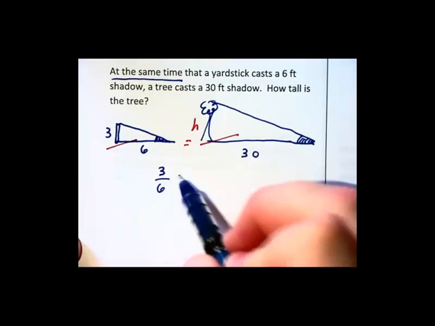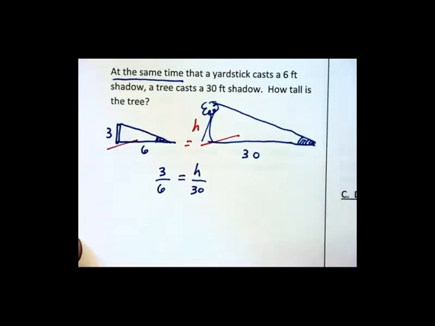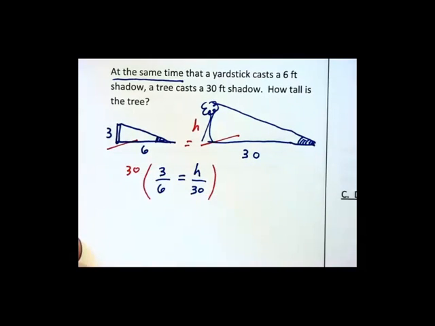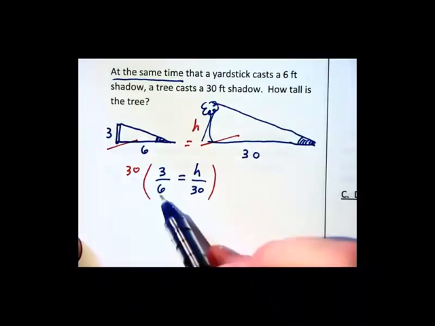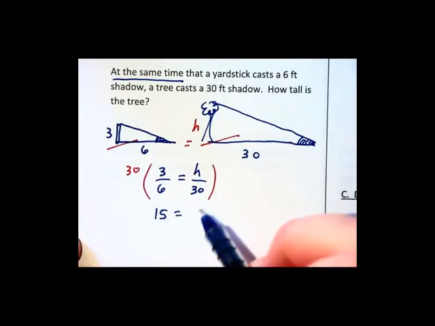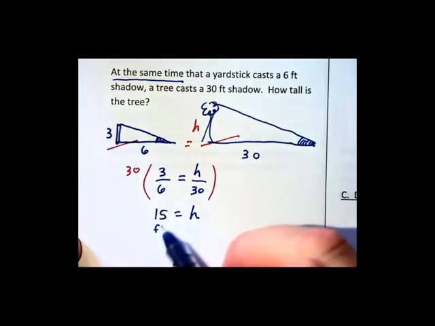3 over 6 is equal to h over 30. And multiplying through by the least common denominator of 30, the 6 and the 30 are going to cancel on the left, giving me 5 times 3, which is 15. And on the right, the 30s cancel, giving us h. So 15 feet would be the height of the tree in that problem.